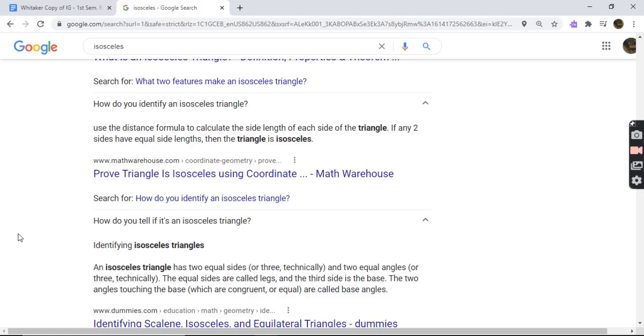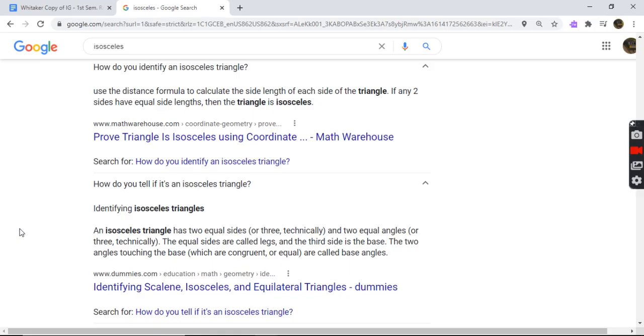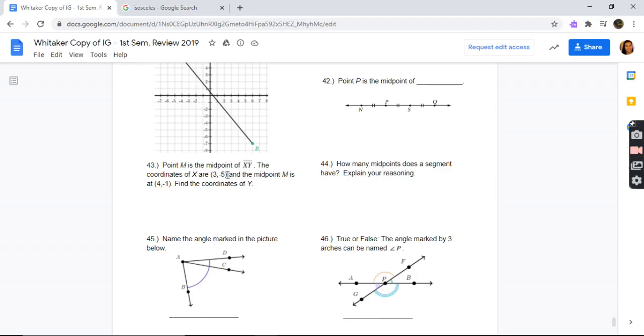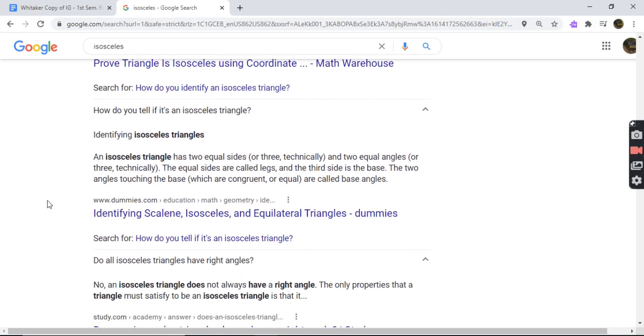Alright, one more question, then I'm ending this video. This is all math problems, all reading assignments. This is a whole lot of the first semester review of 2019. This is a lot of pages, like 12 pages.